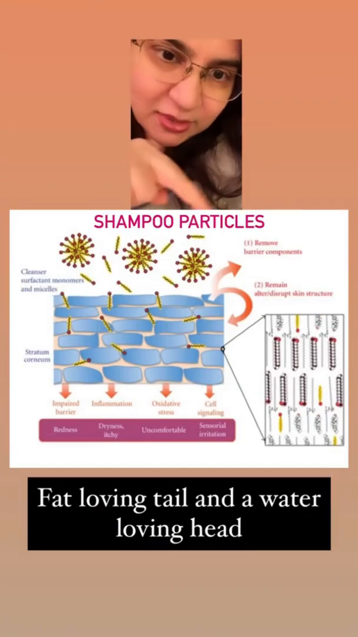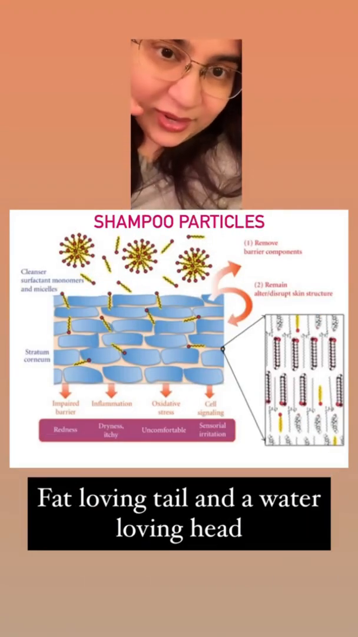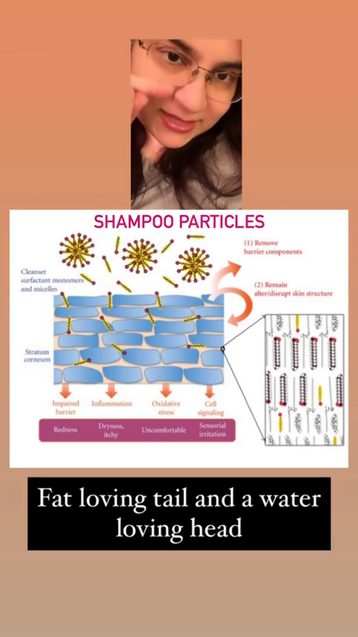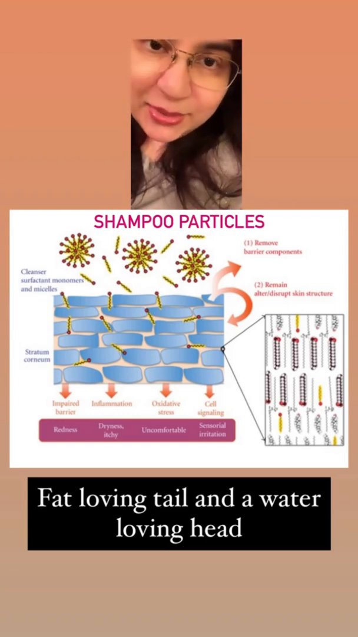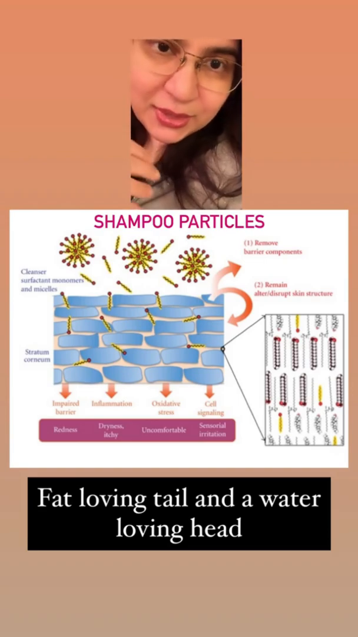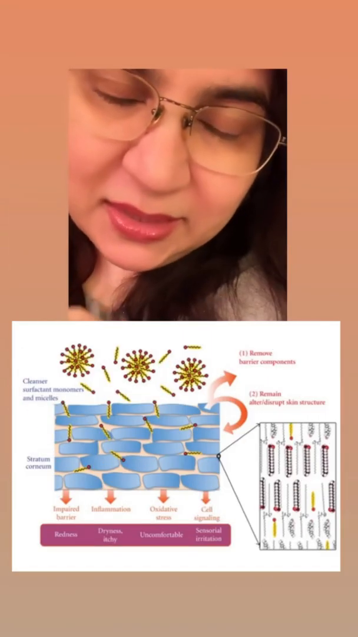If you please look at this diagram below. What is a surfactant? A surfactant has a water-loving head, and you can see the little head there, and inside you can see the tails that are fat-loving. So a fat-loving tail and a water-loving head. What does this actually mean in reality?